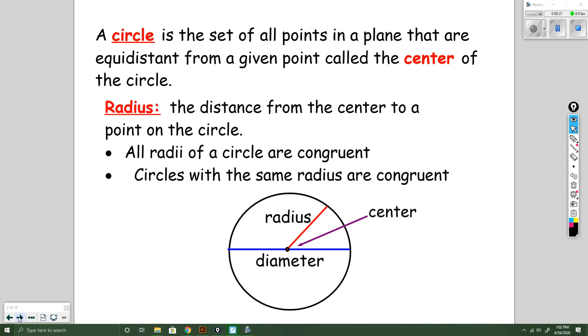Alright, first, a circle is the set of all points in a plane that are equidistant from a given point called the center of the circle, where the radius is the distance from the center to a point on the circle. All radii of a circle are congruent, and circles with the same radius are congruent. A segment that contains the center and also contains 2 points on the circle is called the diameter. We're going to be using some of these features to graph and write equations for our circles.